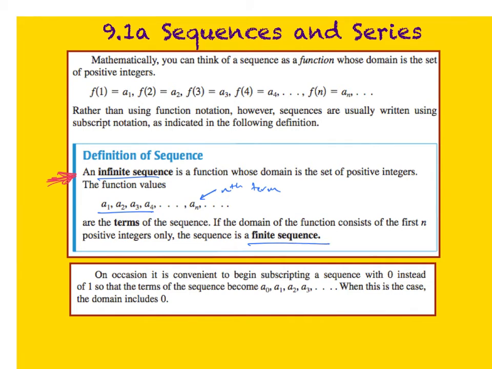Now, on occasion, we're going to start with A sub 0. We're not going to do that as much this year in pre-calc. However, if you take Calc BC, most of the time we actually start with A sub 0, and then we go on.